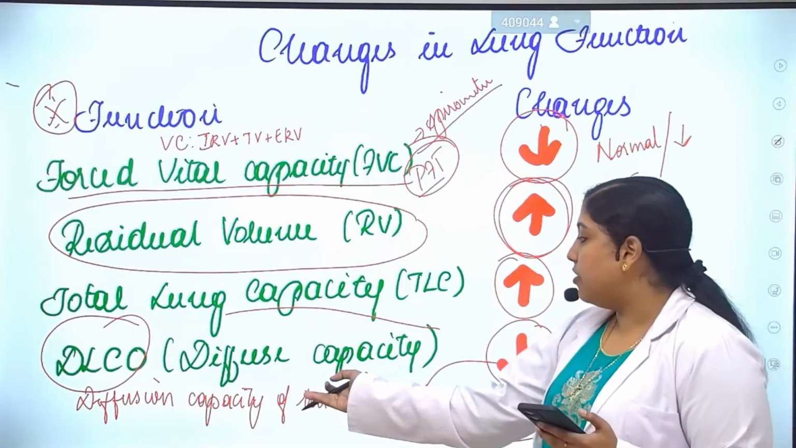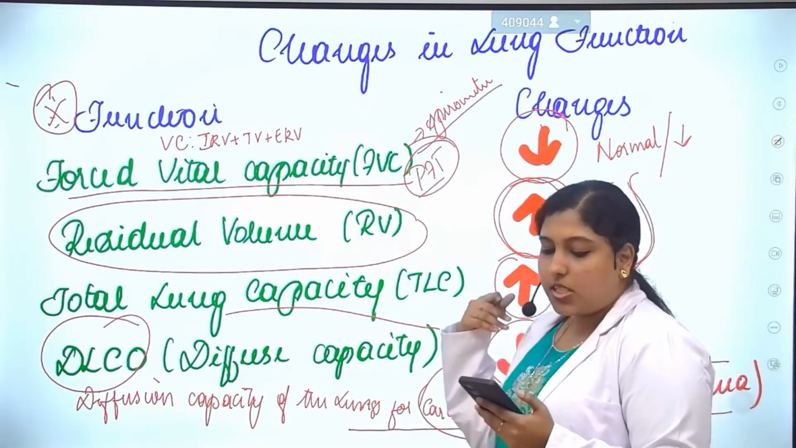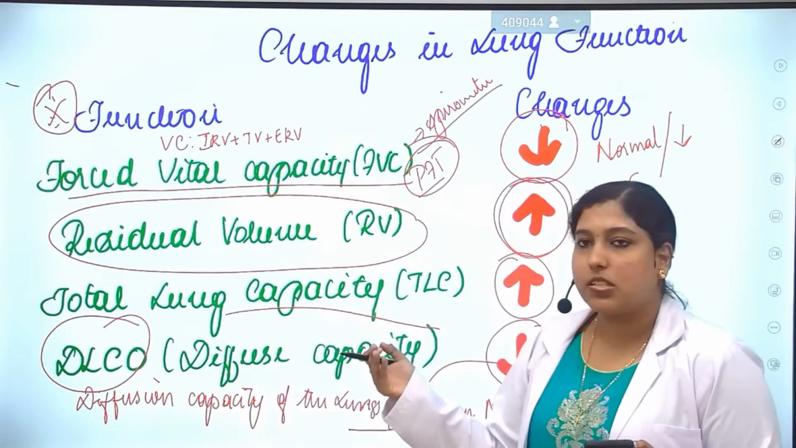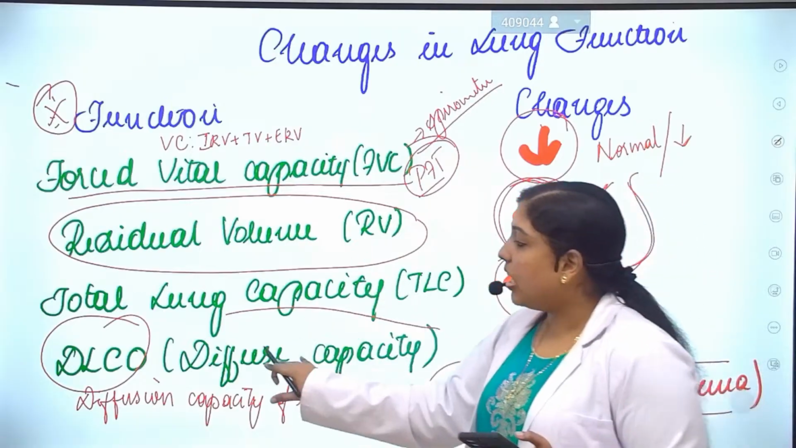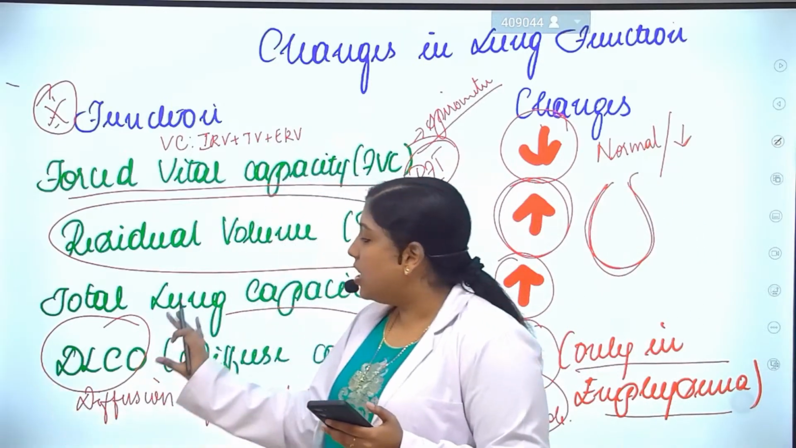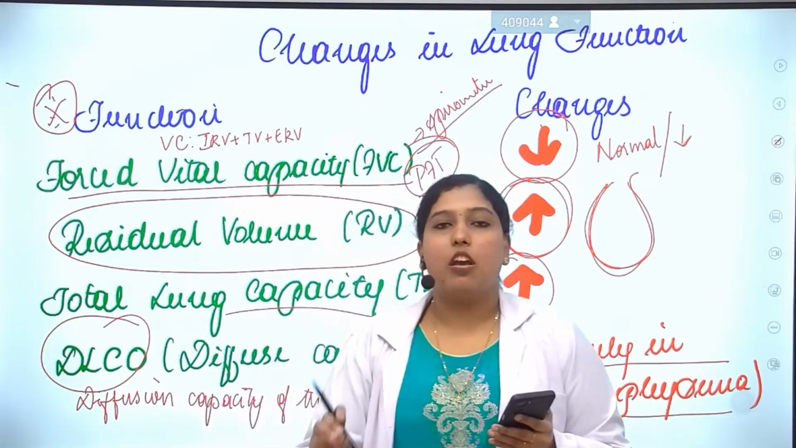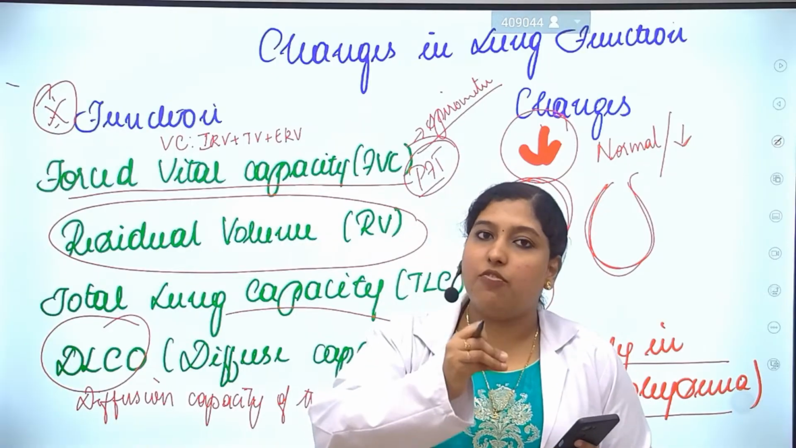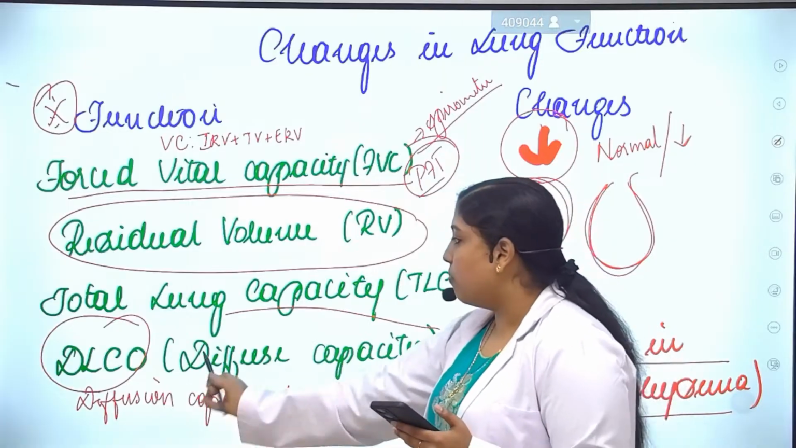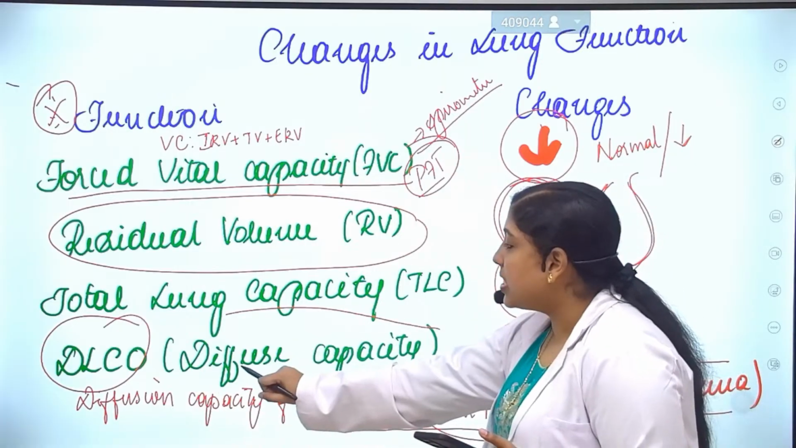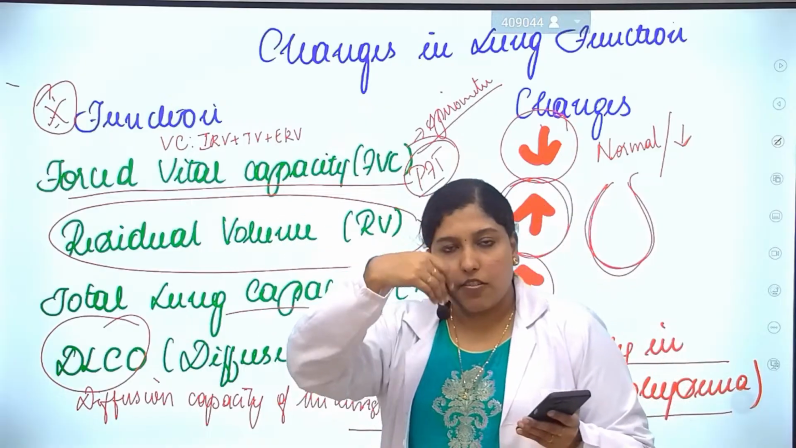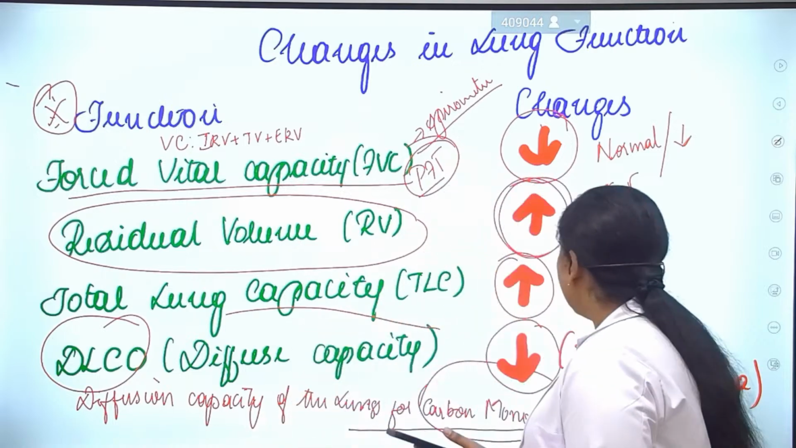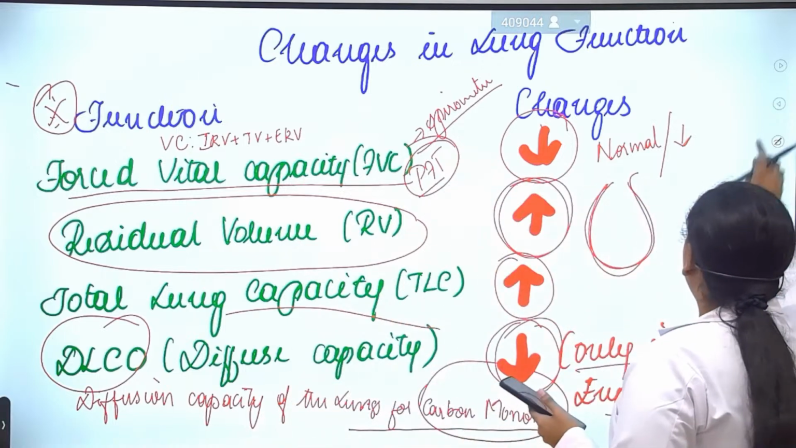That is your diffusion capacity of the lung for carbon monoxide. This is done with carbon monoxide because it has increased affinity towards hemoglobin. So basically, what you have to remember is that DLCO is done to identify whether there is proper gas exchange, the O2 exchange, between the alveoli and the capillary. Since the surface area of the alveoli is decreased and everything is disrupted completely, obviously the DLCO will be decreased in case of your emphysema.